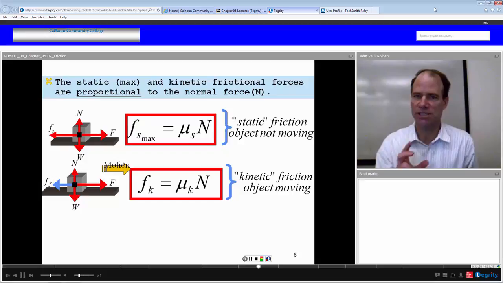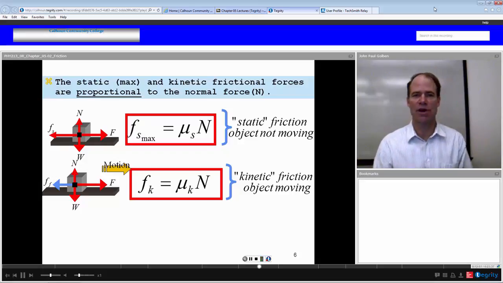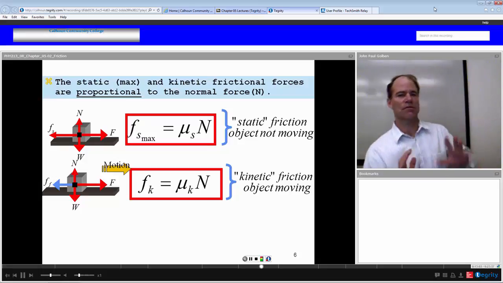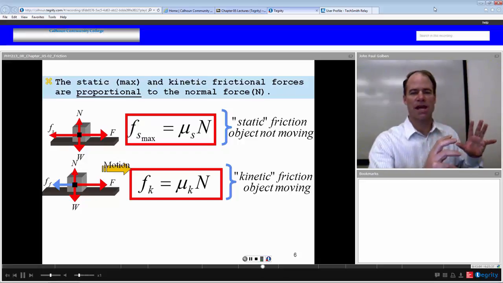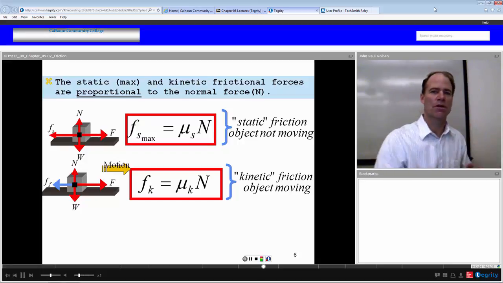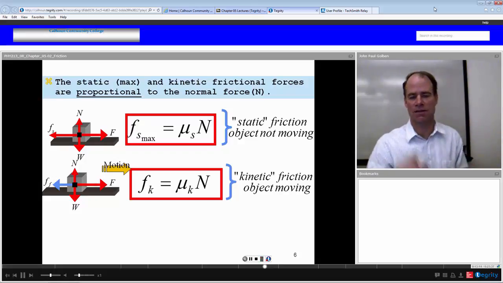The maximum static frictional force is greater than your kinetic frictional force. So to get something to start moving, you have to overcome the static frictional force, the maximum static frictional force, before you start getting it moving, and then your frictional force will be a little bit less than that peak.